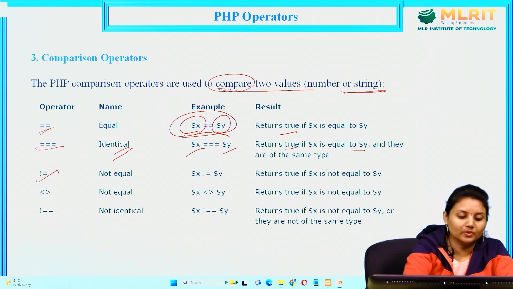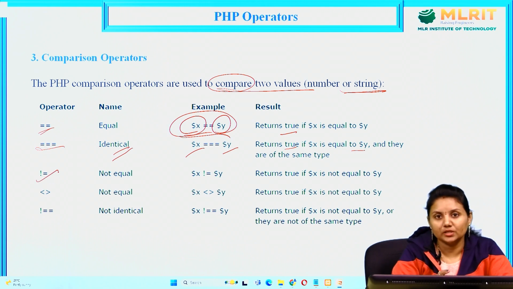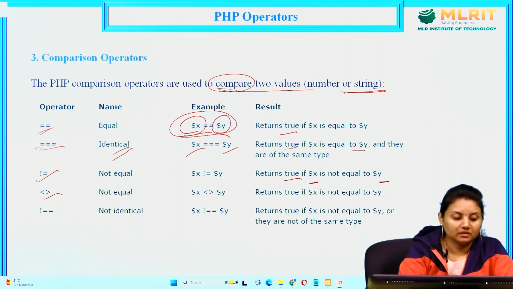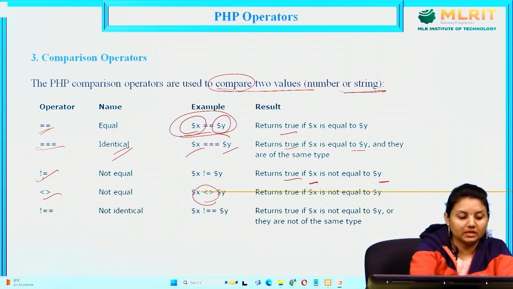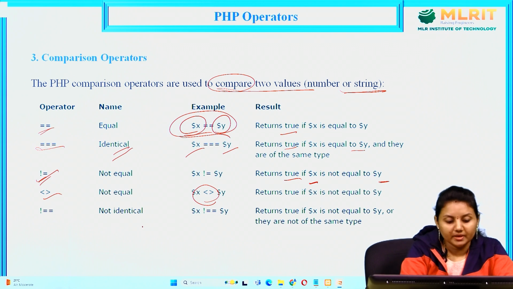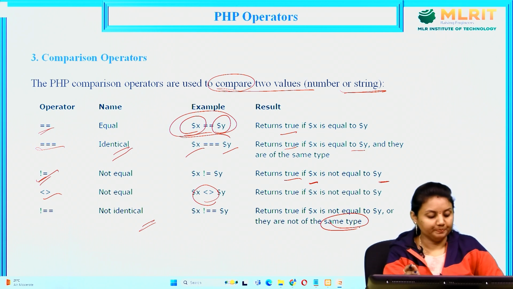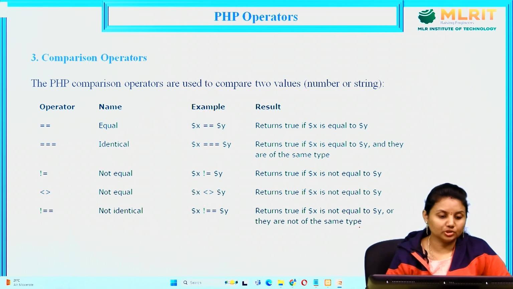And not equal means when the two values are having different values assigned. So, returns true if $x is not equal to $y. Less than, greater than. So, this is also a not equal, returns true, similar to your not symbol. Not double equals to means not identical, where it returns true if they are not of the same type. So, this is about the comparison operators.